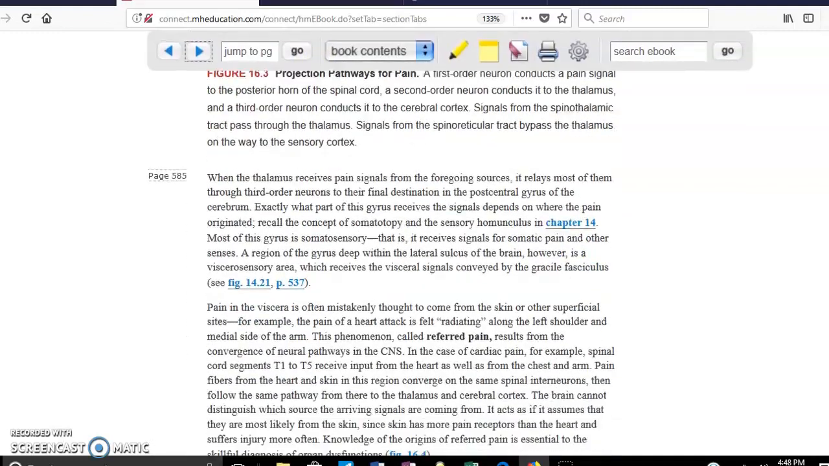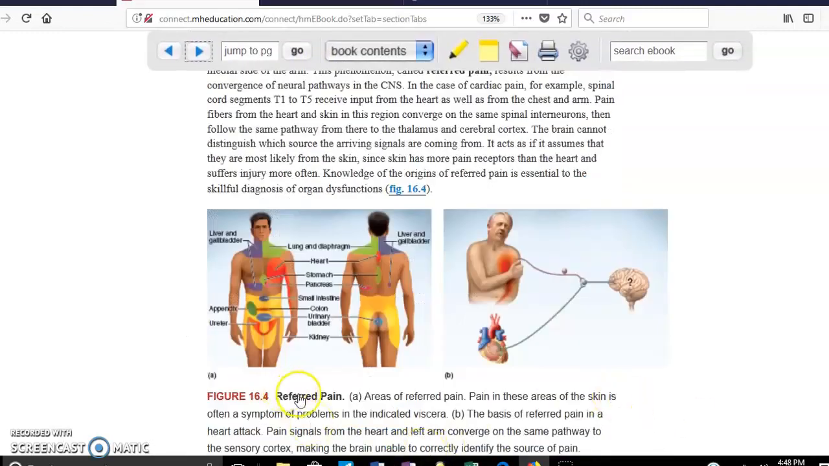We scroll down. There's something called referred pain, as you can see here. This happens because when people have heart attacks, they feel pain in the elbow, because the first order neuron for the skin at this level goes this way and makes a synapse with a second order neuron. But what happens is that the heart's first order neuron also makes a synapse with the same second order neuron. So when the brain receives the information, it's not sure whether it's receiving the information from the skin in the left arm or from the heart.